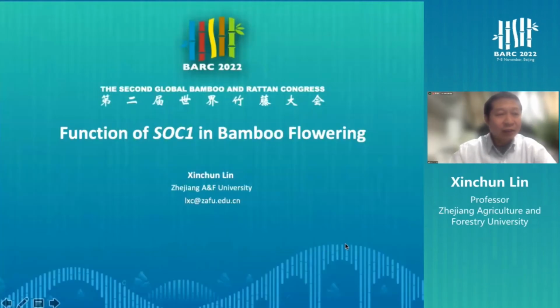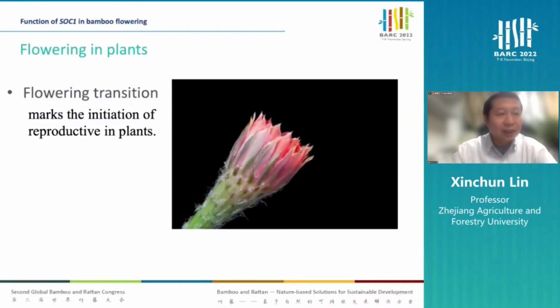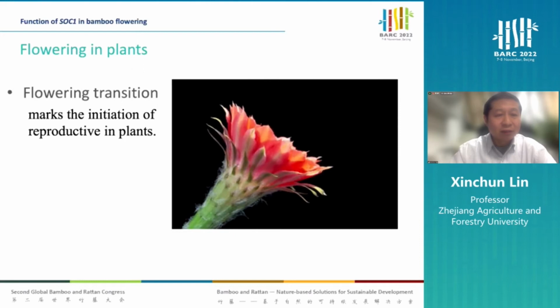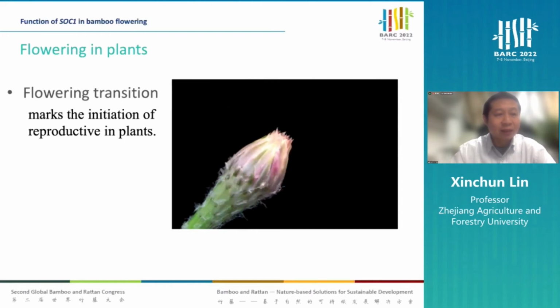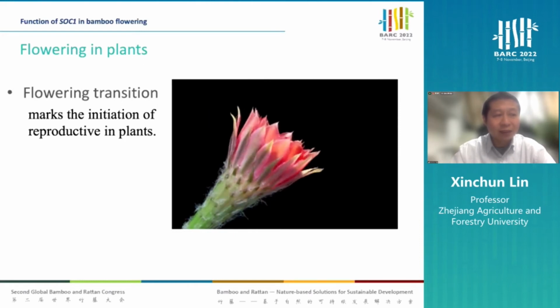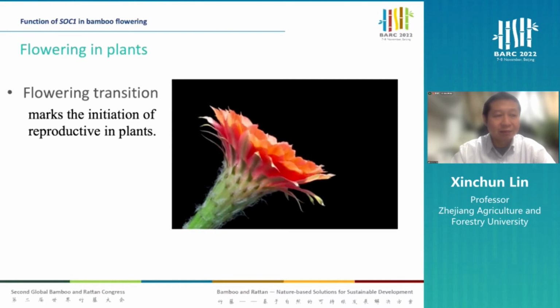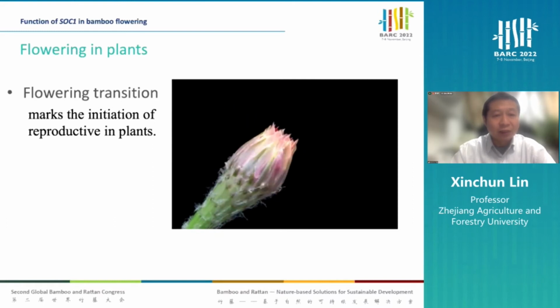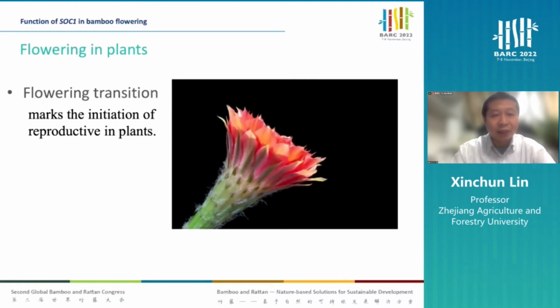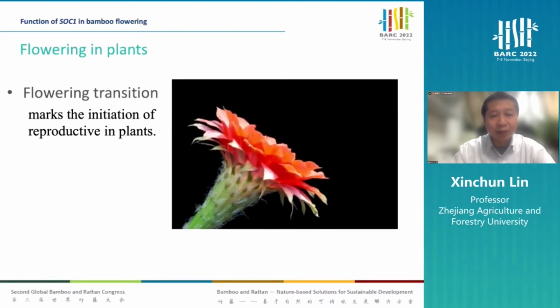I'm Xinchun Lin from Zhejiang Agriculture and Forestry University. I'm glad to have this chance to share our work about the function of SOC1 in bamboo flowering. As we all know, flowering is an important stage of plant growth and development. Flowering transition marks the initiation of reproduction in plants.